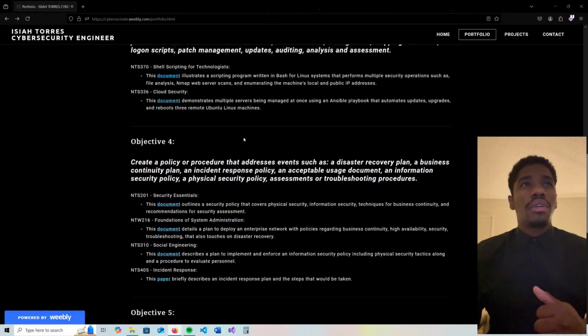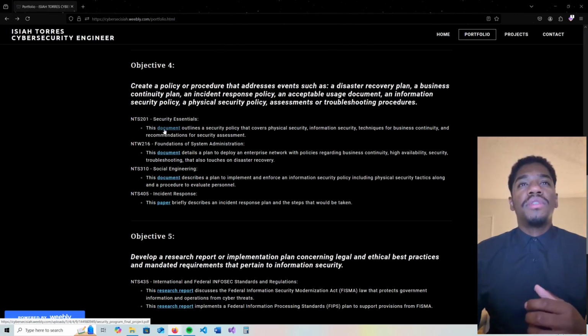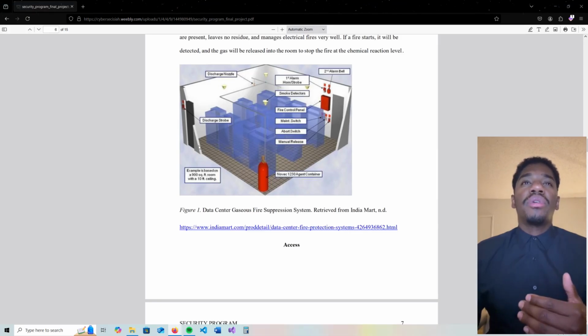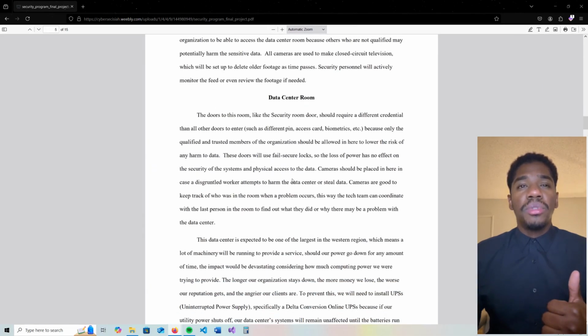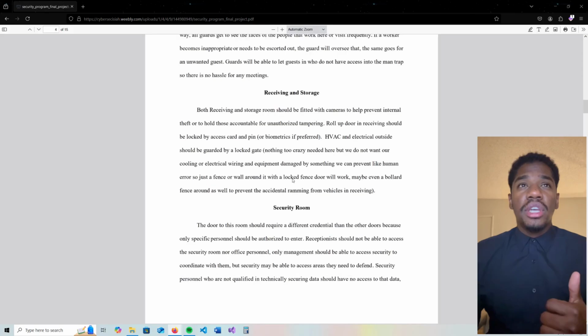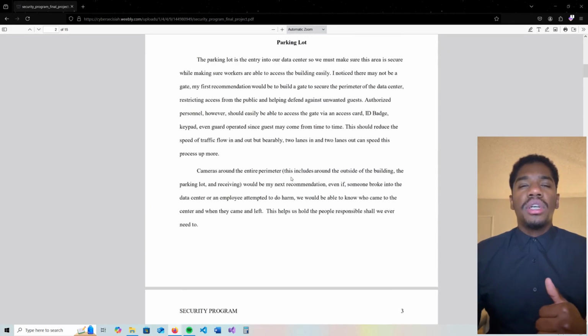Objective 4, create policy and procedure that addresses events such as disaster recovery, business continuity, incident response, information security, physical security, and troubleshooting procedures. So the first one that I listed, it actually is a security policy that mainly covers physical security. As you can see right here, we're talking about data center risks such as fire controls and how they should be formatted. We get into parking lots, receptionists, security rooms, security guards, cameras, all that good stuff in detail on a thorough report for a security program.